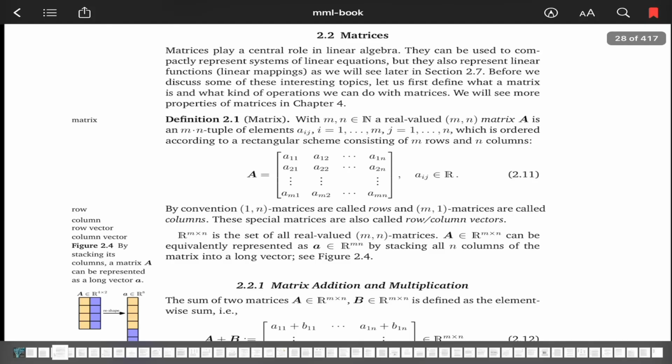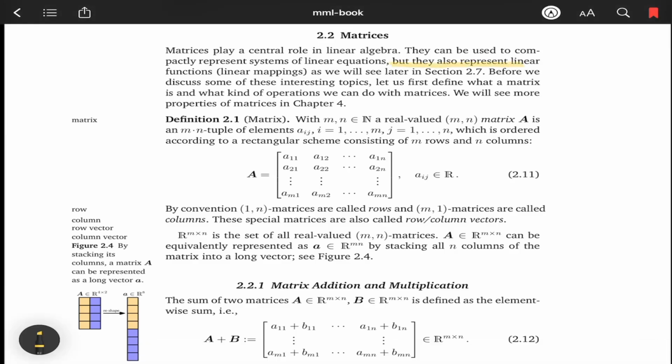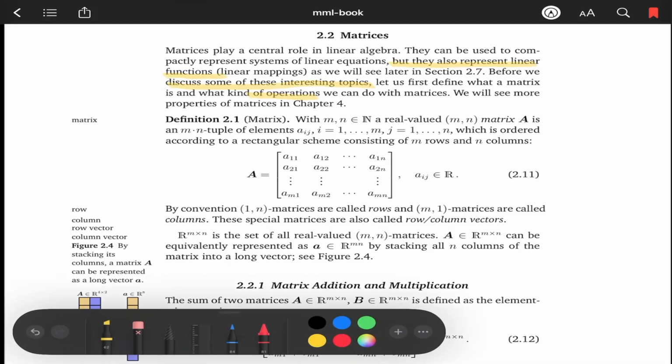Matrices play a central role in linear algebra. They can be used to compactly represent systems of linear equations. But they also represent linear functions, as we will see later in section 2.7. Before we discuss some of the interesting topics, let us first define what a matrix is and what kind of operations we can do with matrices. We will see more properties of matrices in chapter 4. So, okay, first the definition.